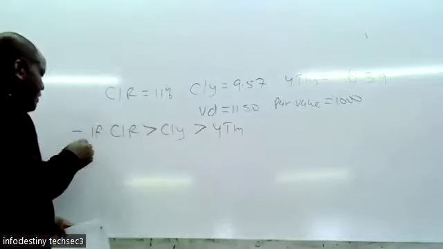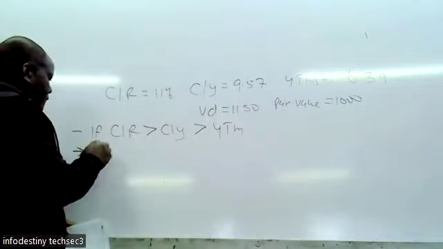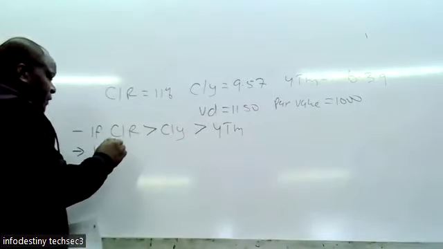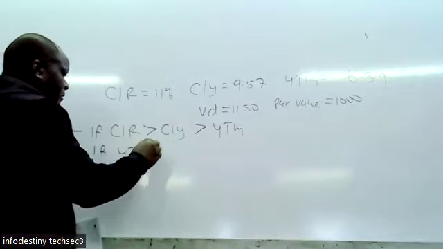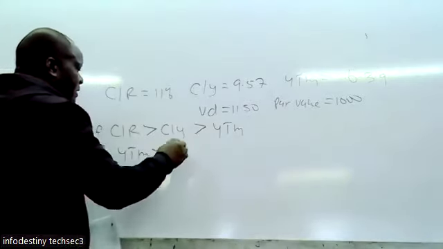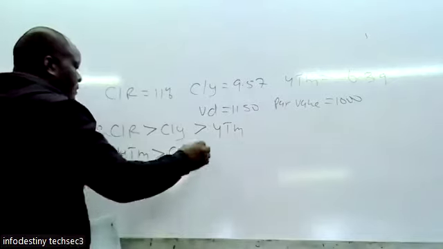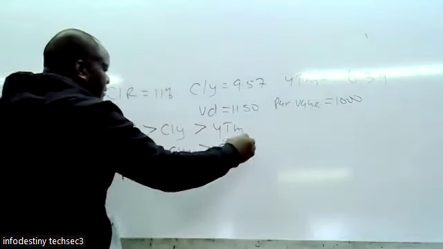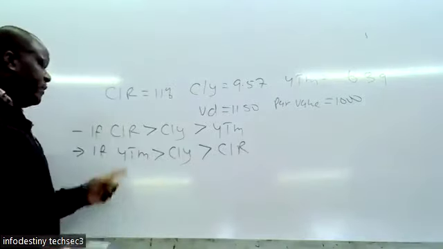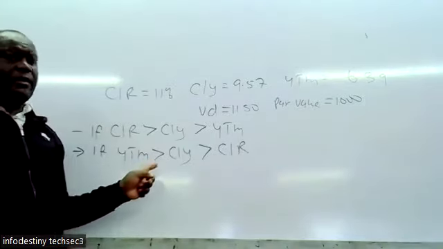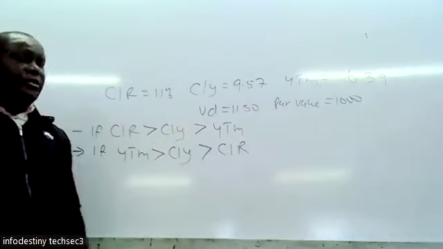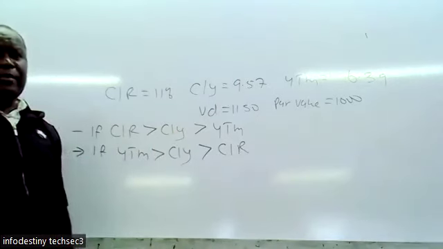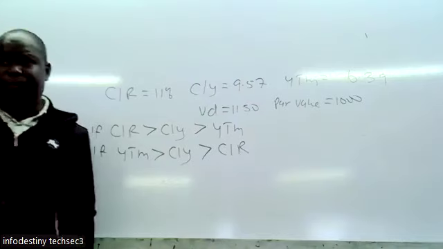Then the second dash, now I'm reversing. If the yield to maturity is greater than the current yield, which is greater than the coupon rate, then the bond will sell at a discount.